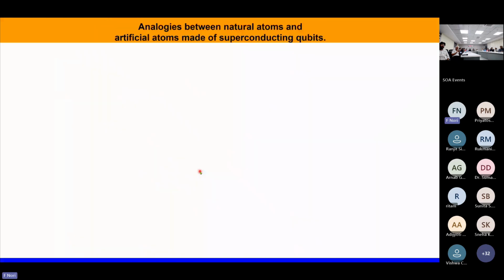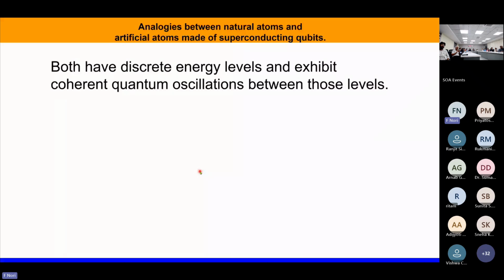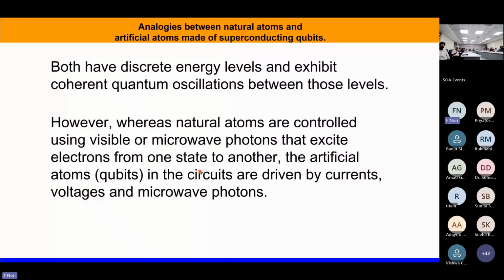Now, there are many analogies with natural atoms. These have discrete energy levels and coherent quantum oscillations between those levels. The natural atoms are controlled using visible light or microwave photons that excite electrons from one state to the other. The artificial atoms in the circuit are driven by currents, voltages, and microwave photons. So there are different ways to control them. There are more knobs: electrical knob, and the photons, which are right here.